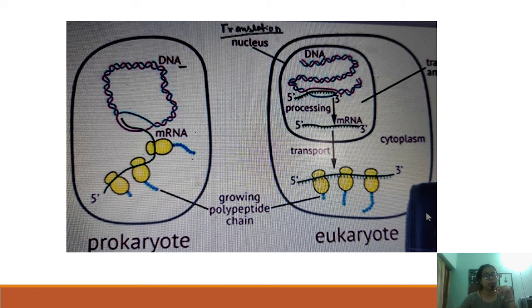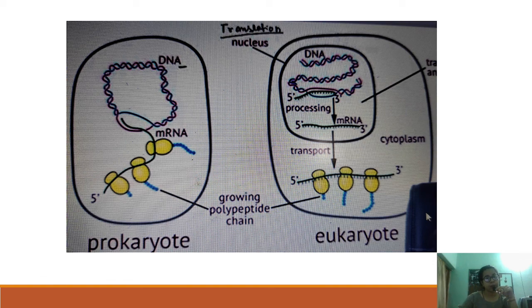You might know that prokaryotes lack a nucleus. So you can see here, this is the prokaryotic cell and this is a eukaryotic cell. You can see that the prokaryotic cell lacks a nucleus, whereas eukaryotic cells have a nucleus. So by now you must have guessed that in prokaryotes, translation and transcription both take place simultaneously here only, in the cytosol. And in eukaryotes, the transcription process takes place in the nucleus.